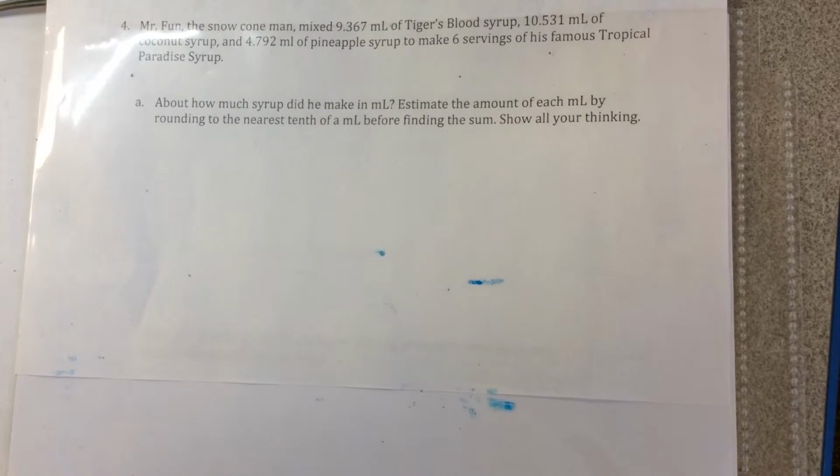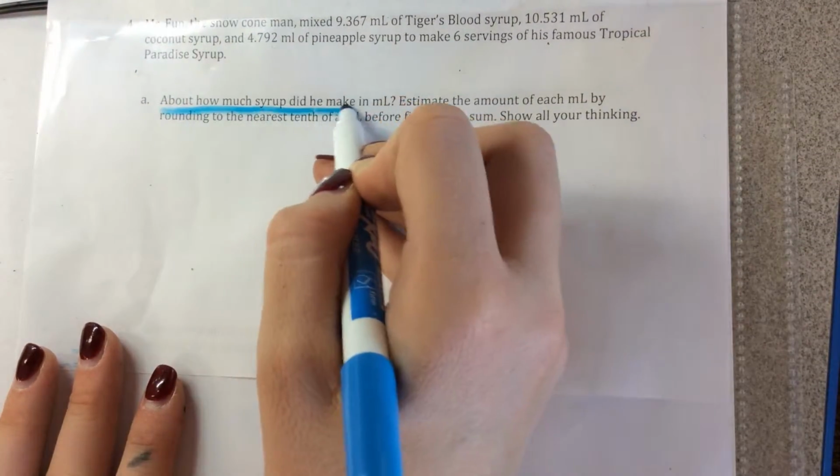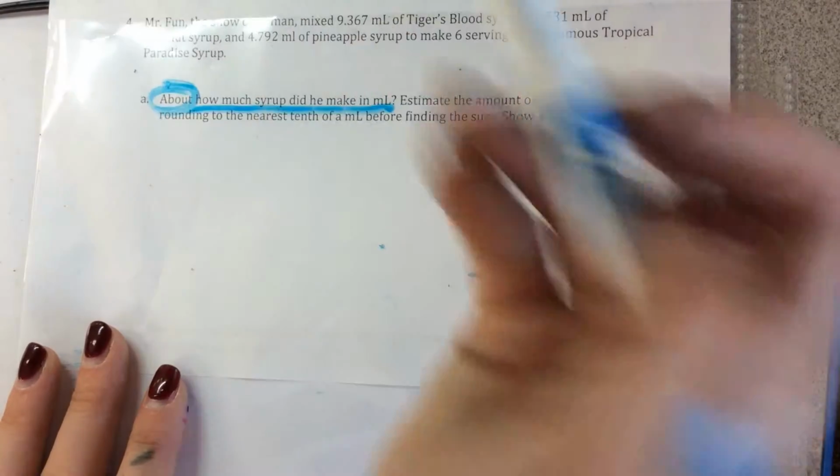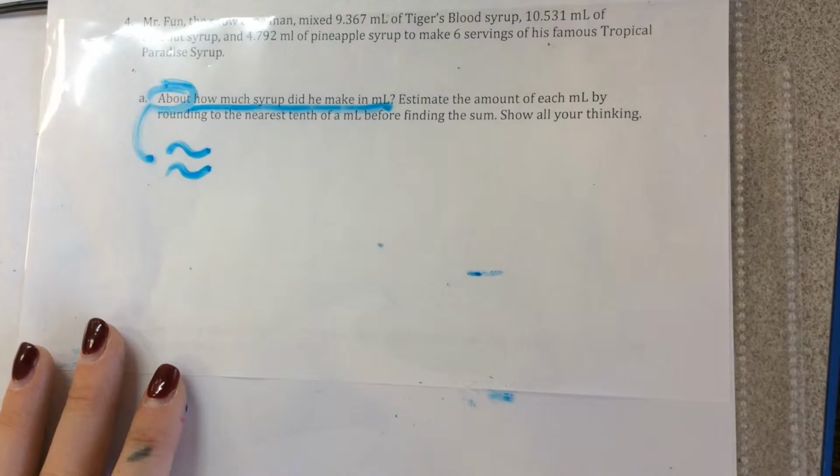A asks, about how much syrup did he make in milliliters? Let's pause there. They want to know about how much syrup did he make in milliliters. About is a word that automatically makes us think of estimation. We're going to find about how much syrup he made.